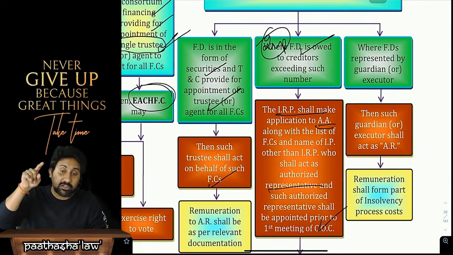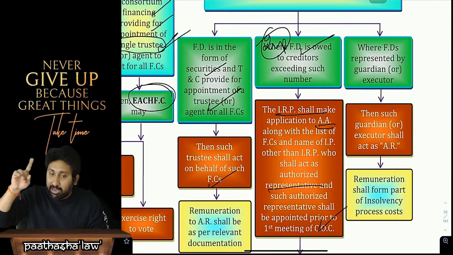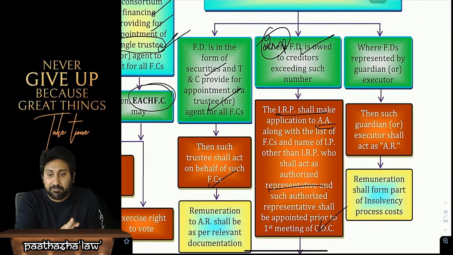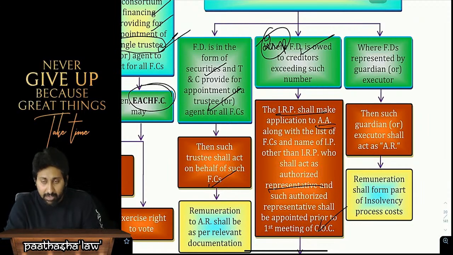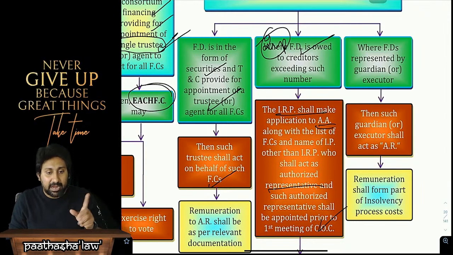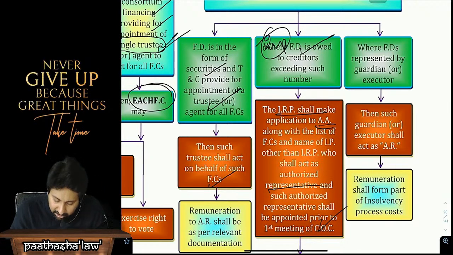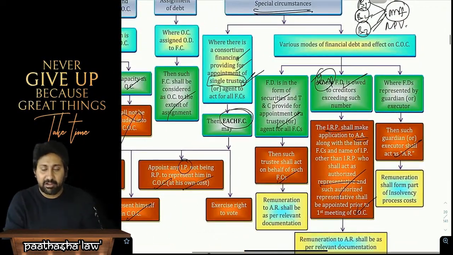That means who will act as authorized representative on behalf of the real estate allottees? One insolvency professional will come and sit on their behalf. That insolvency professional's name will be requested by the IRP itself. Last one. If the financial debts are in the name of a minor, or in the case of an insolvent creditor, then the guardian and executor shall act as an authorized representative. These are all the main points in section number 21.